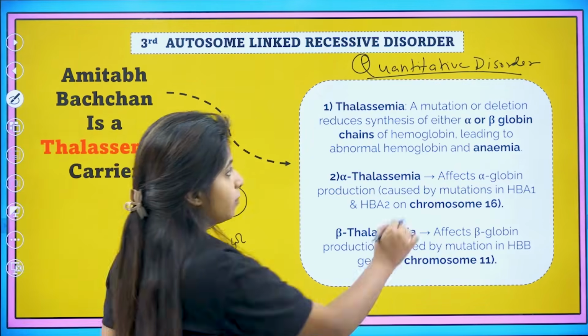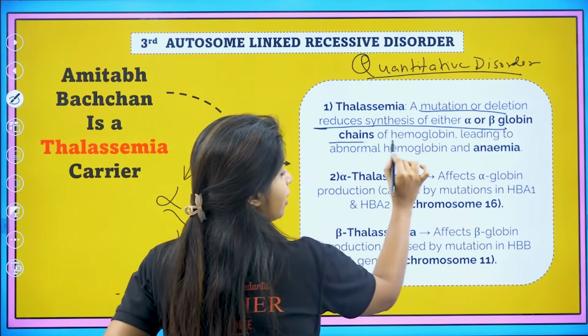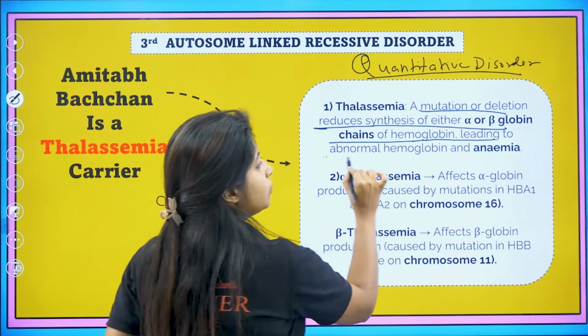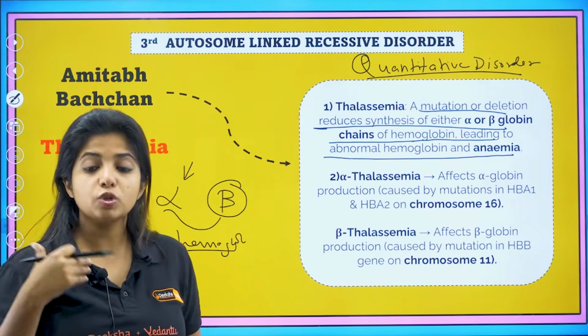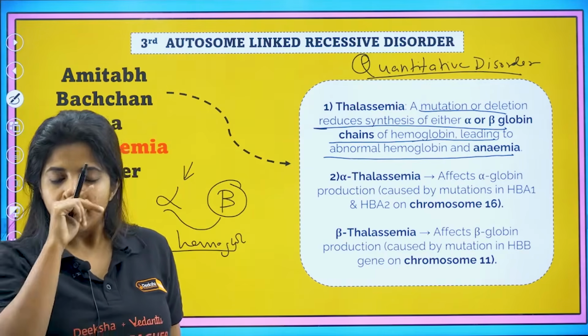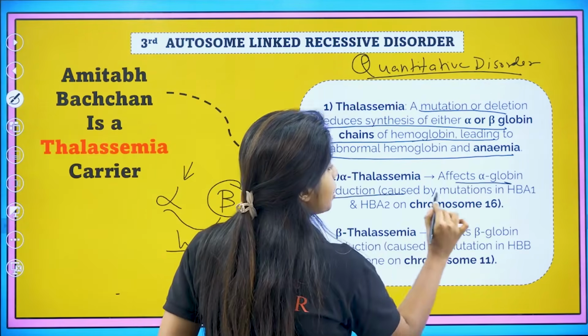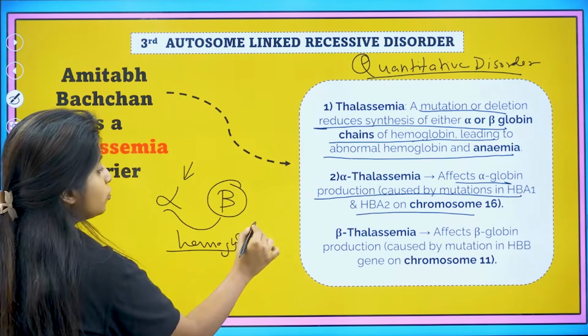Thalassemia is a case where a mutation or deletion reduces synthesis of either alpha or beta globin chains of hemoglobin, leading to abnormal hemoglobin and anemia. There is a very low level of hemoglobin, which is why it leads to anemia. In alpha thalassemia, what happens? It affects the alpha globin production, caused by mutation in the HBA1, HBA2 genes of chromosome 16.